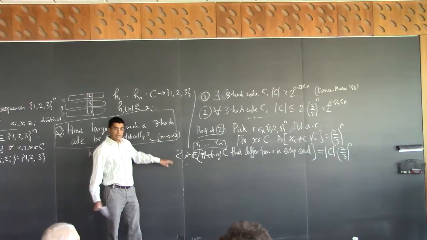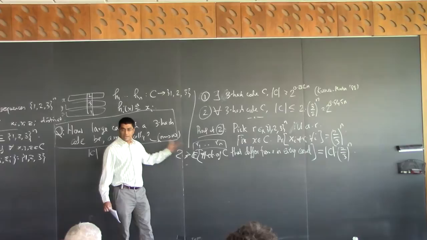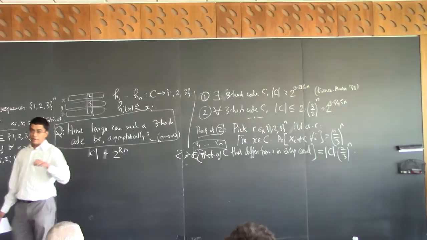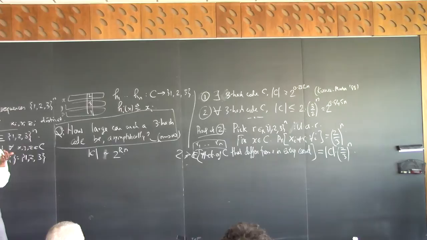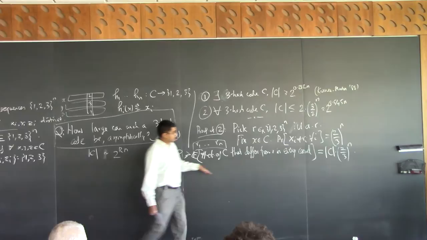Again, let me repeat that, because if it was more than 2, then by just the probabilistic method, there must be some triple which differs from R in every coordinate. But then in that coordinate, that triple can only have 2 values because it cannot take the value Ri. Okay, so this expectation can be at most 2. On the other hand, it's exactly this quantity, so rearrange.